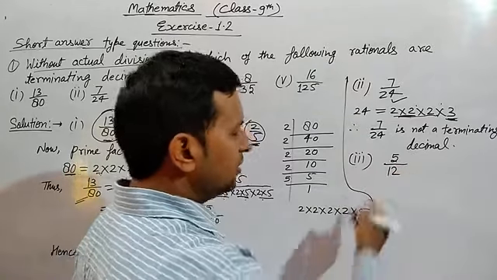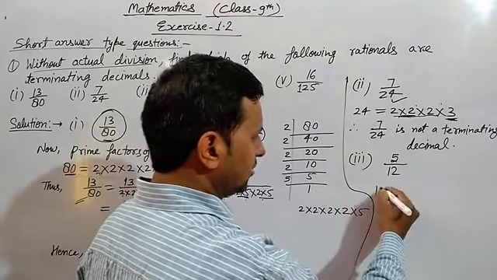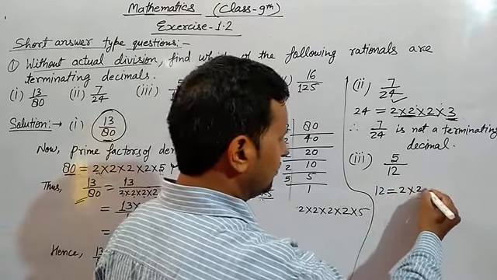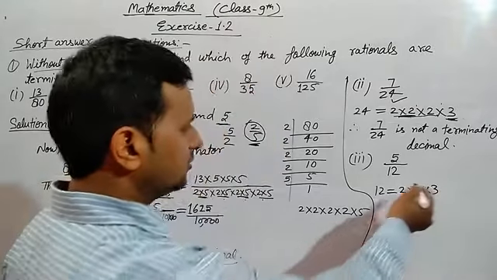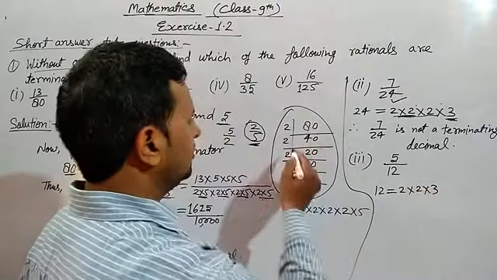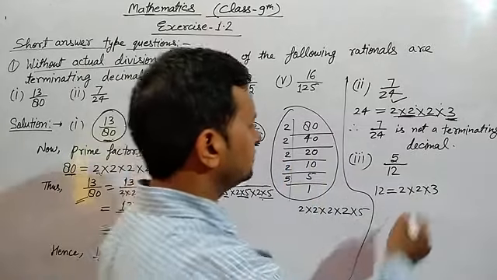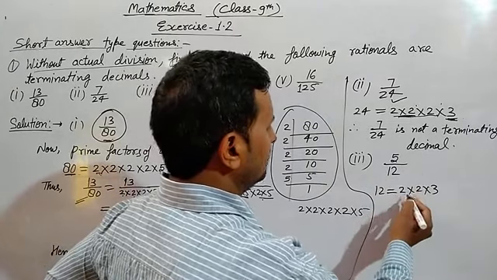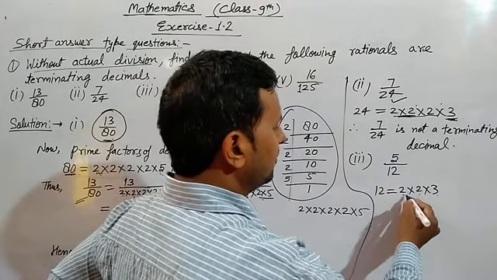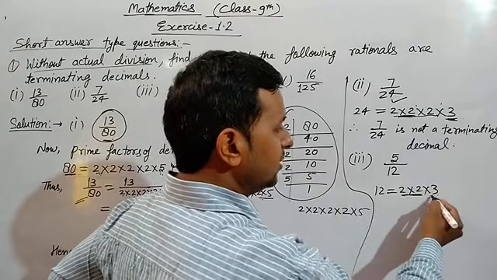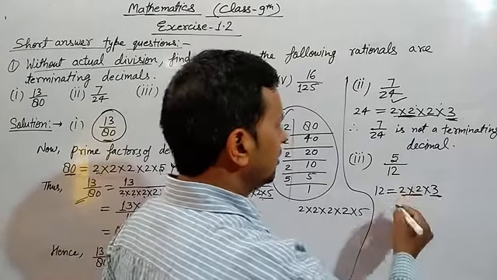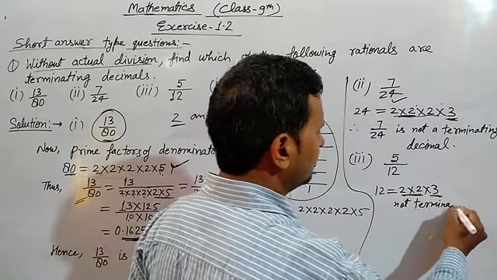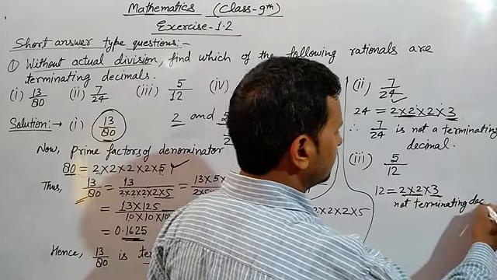Part 5.12, first of all, select the denominator. The denominator is 12, and what is the prime factorization of 12? You can find here 2 twos are 4, 3 fours are 12. You can solve in this way also, using this formula by factorization. We see here 2 is given, but here is 3, means it is not terminating. It is not a terminating decimal.